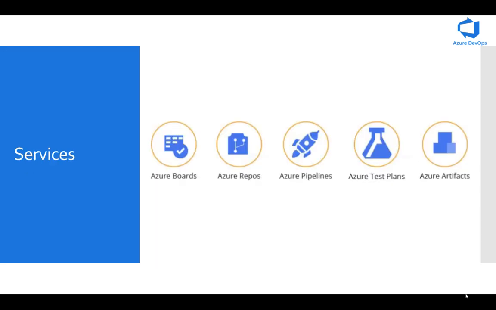Now, here are some of the main services that are provided by Azure DevOps, and that's the one that we will be concentrating on. So let's take a look at each one quickly. We have Azure Boards, and they make it easy to track tasks, bugs, and features. There are various types of items that are part of Azure Boards, such as epics, issues, and tasks. And we'll take a look at each one in more detail later on.